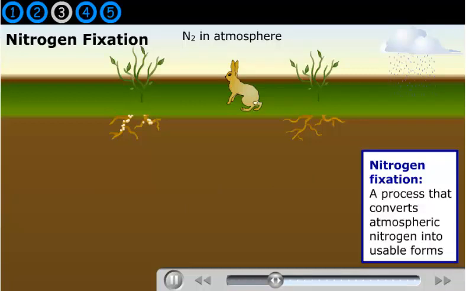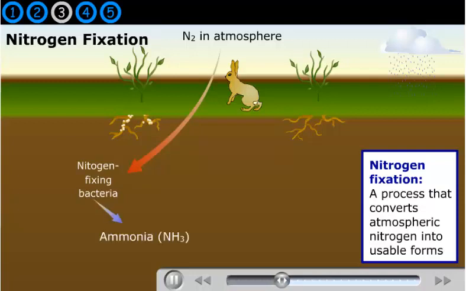The process of converting nitrogen in the atmosphere to usable forms is a complex process called nitrogen fixation. Certain prokaryotes convert atmospheric nitrogen to ammonia, NH3. The bacteria use some ammonia for their own metabolism and release the excess. Most soil is acidic, so the ammonia picks up a hydrogen ion to form ammonium, NH4.